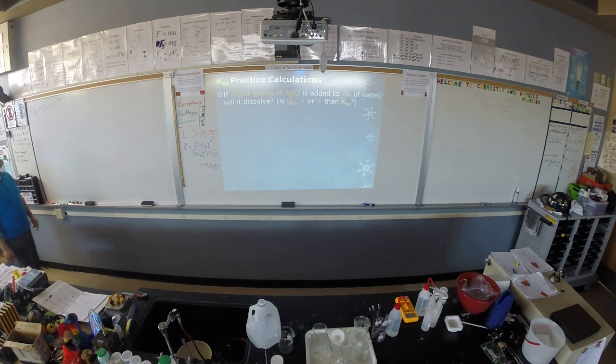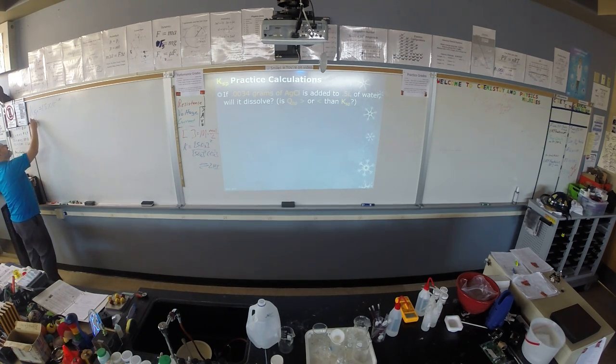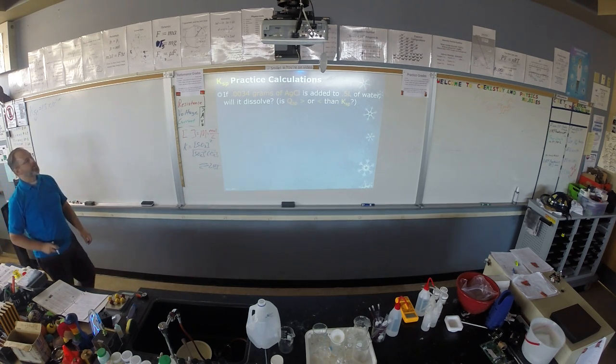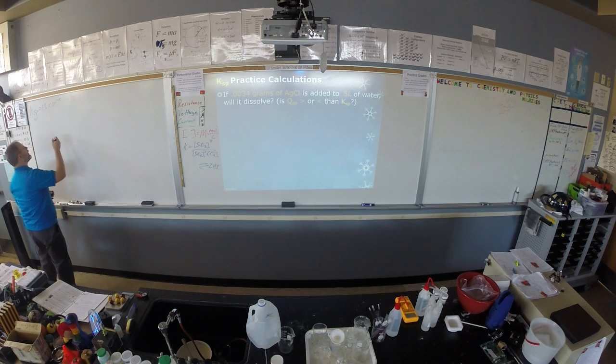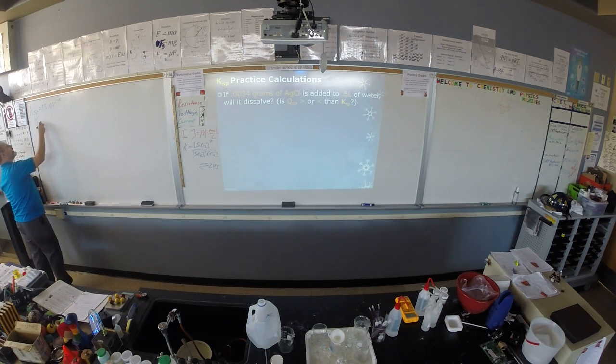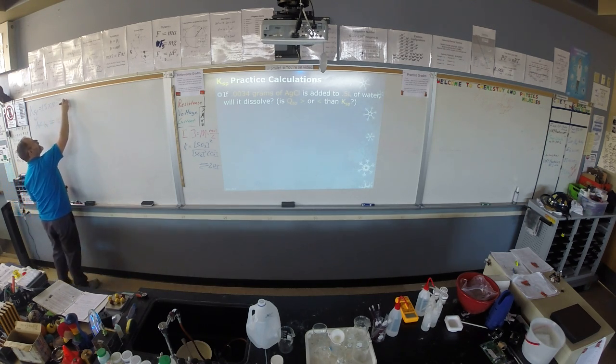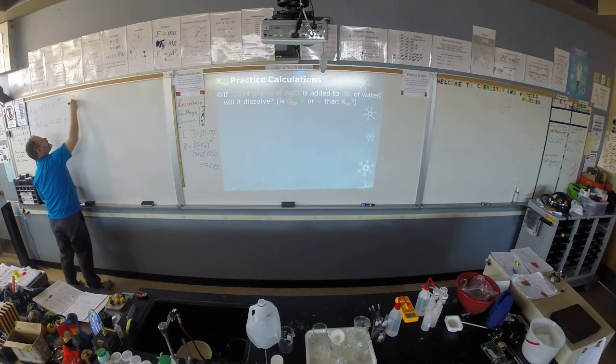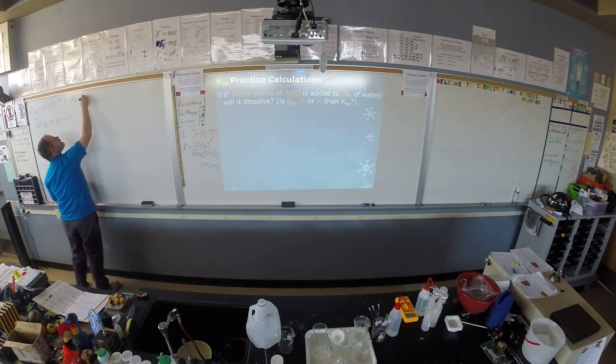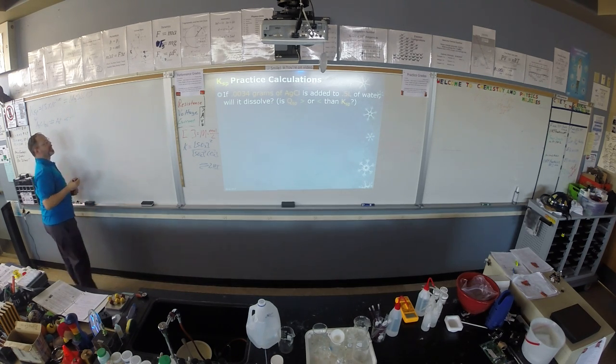All right, so we have a KSP for silver chloride of 1.8 times 10 to the negative 10. And we want to know, if we try to dissolve 0.0034 grams of silver chloride into half a liter of water, could we do it? That's what we're trying to figure out. So we remember that silver chloride, AgCl solid, will be in equilibrium with the silver and the chloride, and this KSP is going to equal the concentration of silver multiplied by the concentration of chloride.